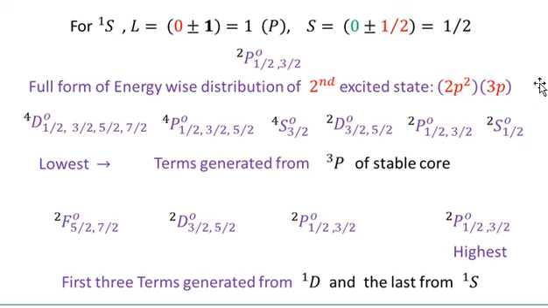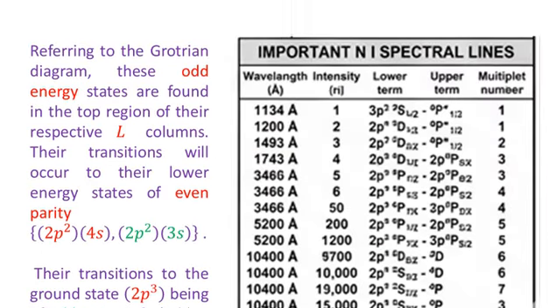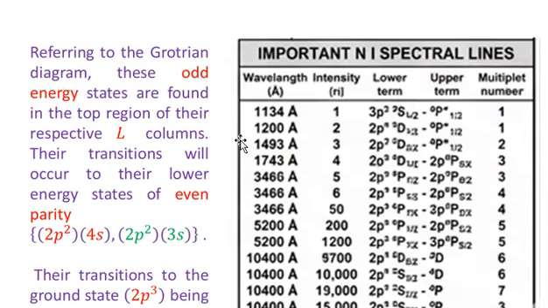And the 2p2 and 3s energy states are the even energy states, which I mentioned in the previous lecture. And the energy terms corresponding to 2p2 and 3p are the odd energy terms, lying higher in energy than the terms corresponding to the 2p2 and 3s electrons, which were the even energy terms. So the transition from the odd energy terms to the even energy terms will take place.